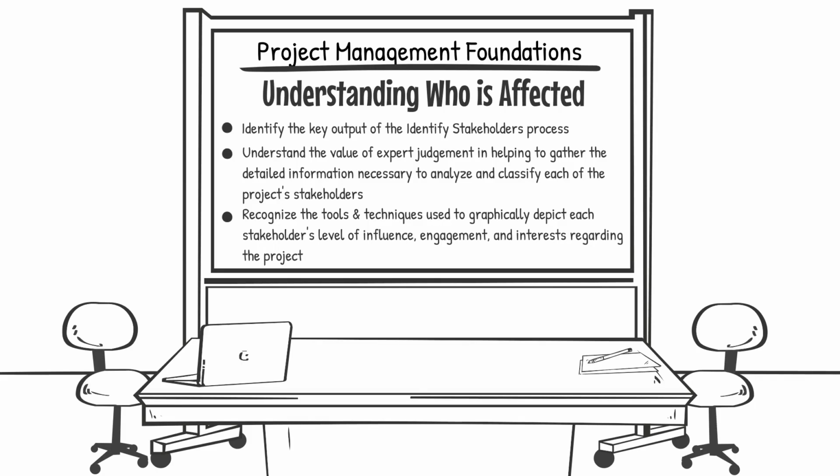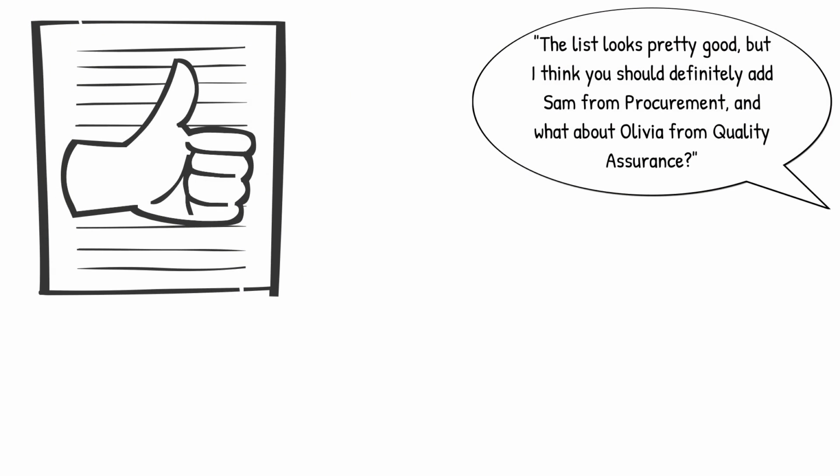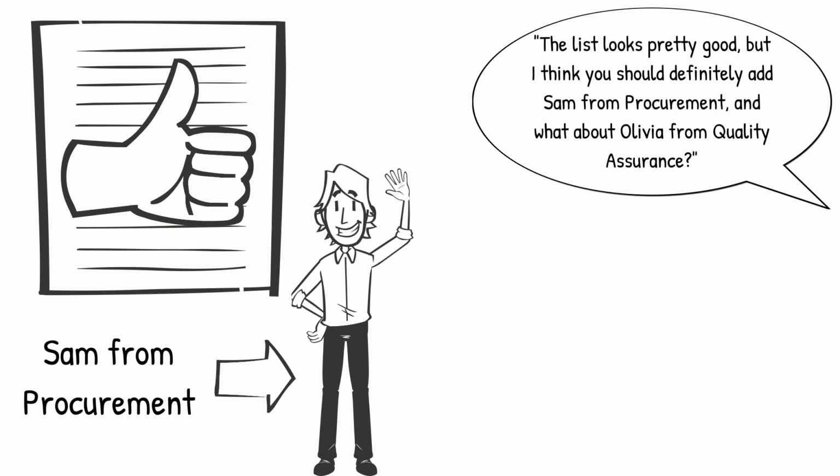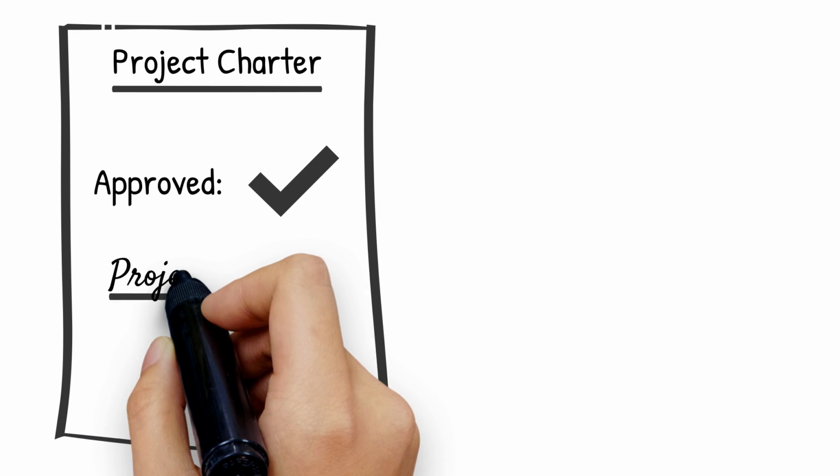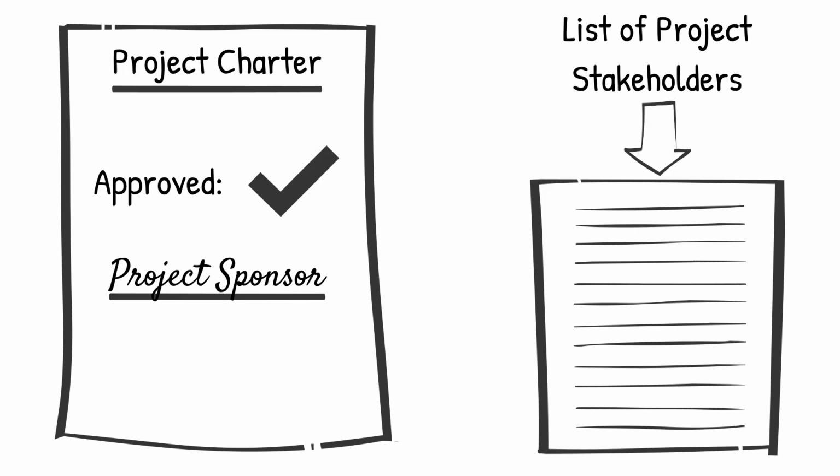The list looks pretty good, but I think you should definitely add Sam from procurement, and what about Olivia from quality assurance? John had heard this same type of comment 4 times over the last 2 days. After obtaining the sponsor's approval of the charter, John began the task of building a list of project stakeholders.